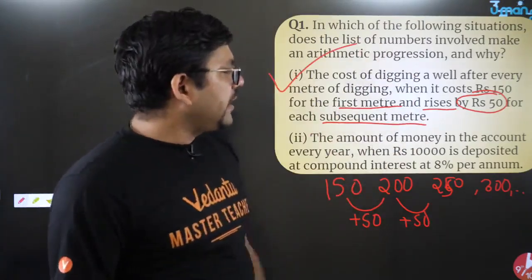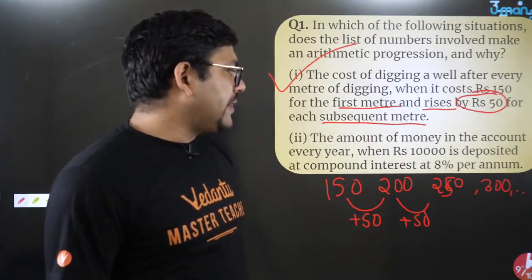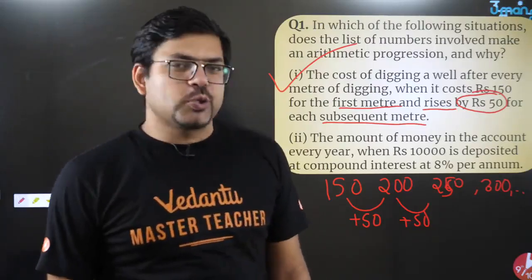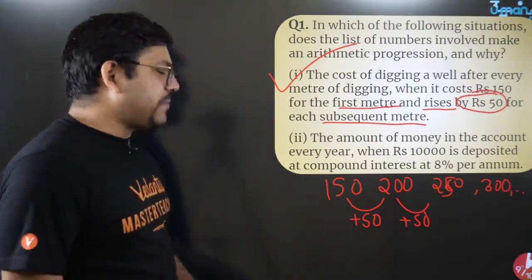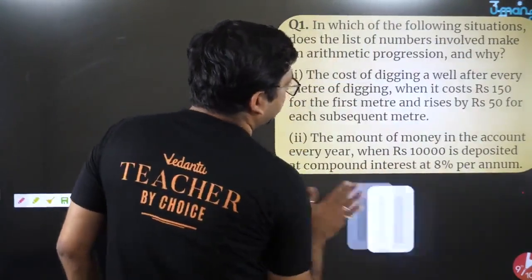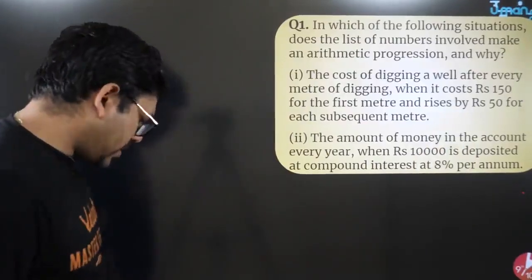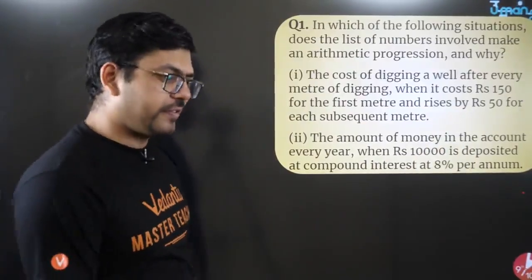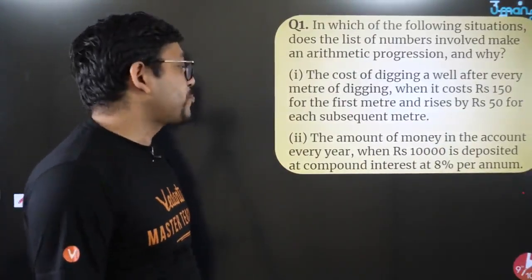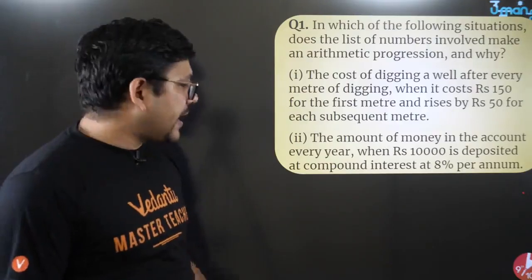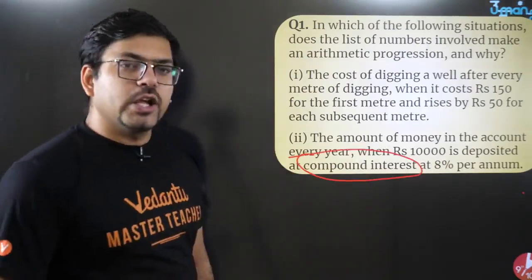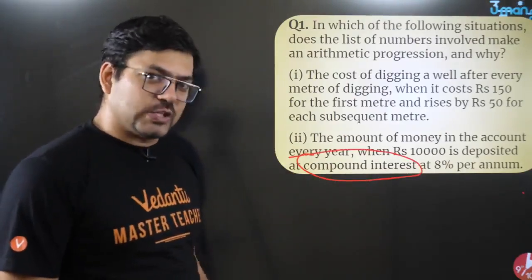Next, the amount of money in the account every year when 10,000 is deposited at compound interest at 8% per annum. Okay. Now this is something different. So let me tell you, you would have studied this in your class 8th or 9th probably. Now, please pay attention. I guess 8th, comparing quantities. I still remember that chapter. So if 10,000 rupees is deposited and it is compound interest. Now compound interest simply means that you'll have to pay interest over the interest as well.